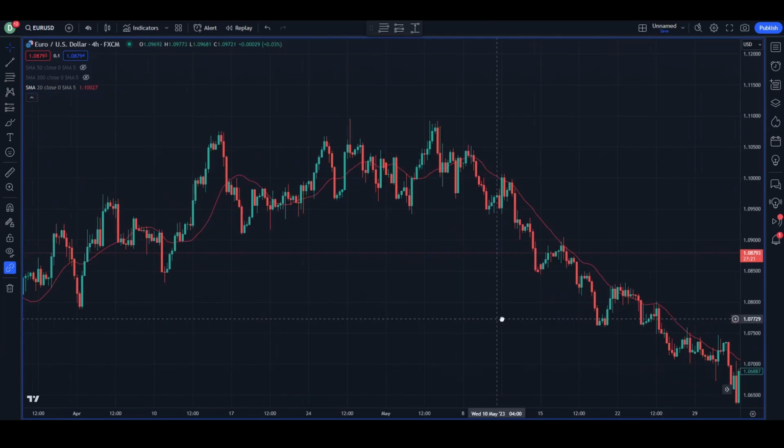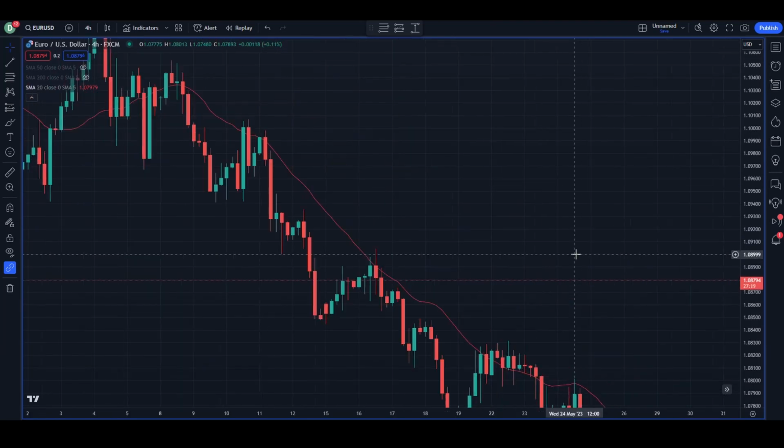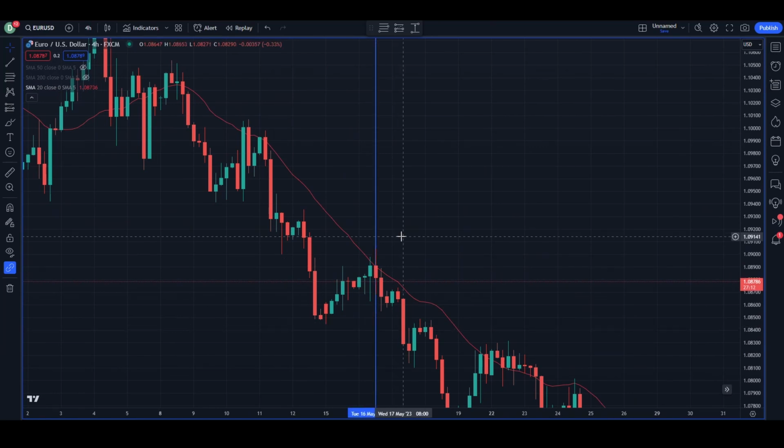So let us give a quick example. Let us zoom in on this candle right over here. We're going to indicate it with a vertical line. We said that when you're using a 20 period moving average, the value of the moving average will be calculated by adding up the closing value of the previous 20 candles and dividing it by 20. So let's see what this means.